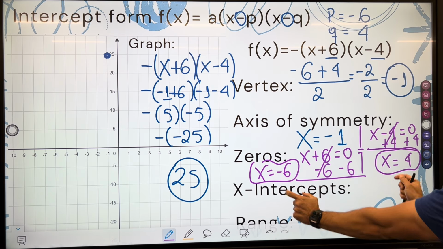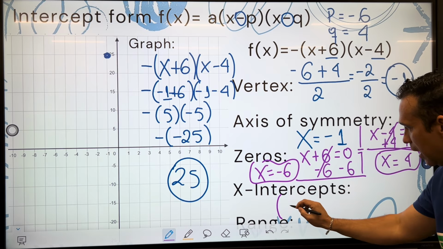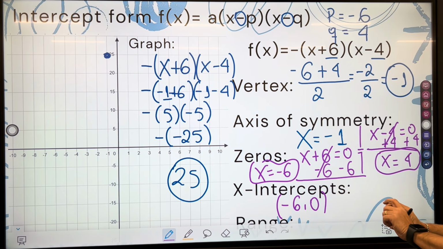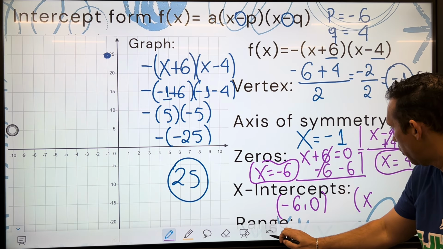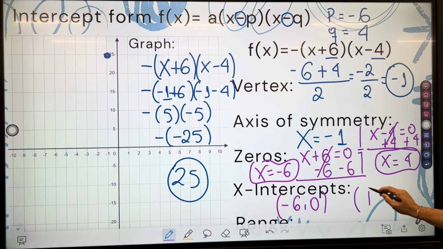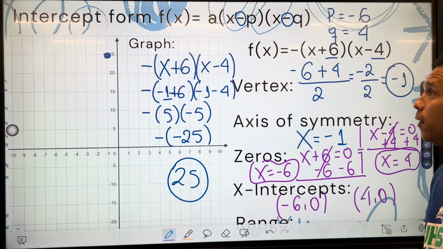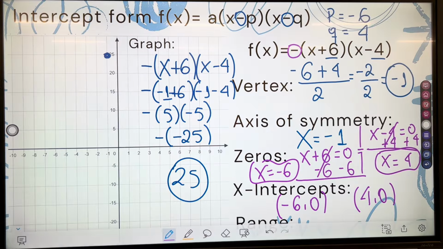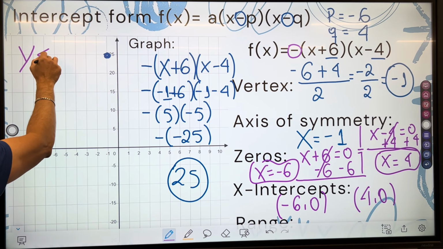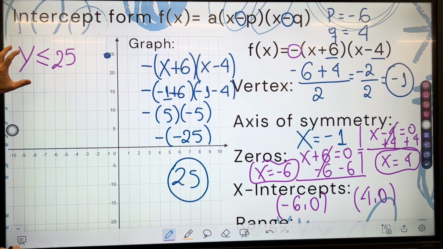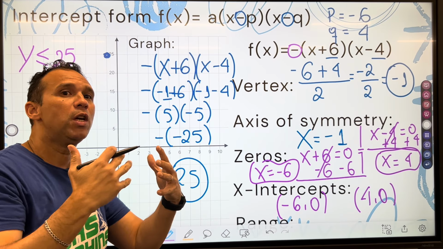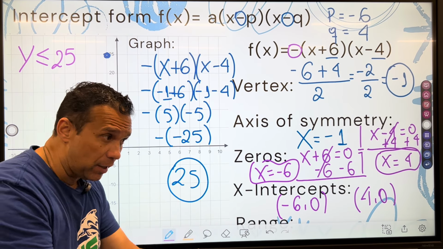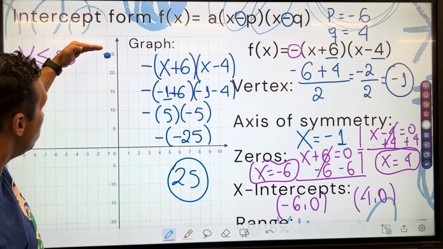X-intercepts, we can use the zeros, but we have to write -6 and 0. We have to write the coordinate, and when x is 4, also the y. That's the x-intercept. Don't forget to put the coordinates. The range: since the highest point is this and a is negative, the range would be anything less than or equal to 25. Remember, the range always relies on the y vertex. So it goes below the y vertex.